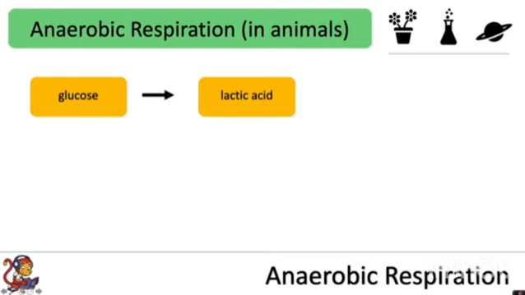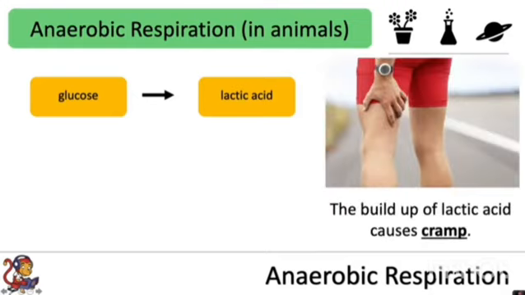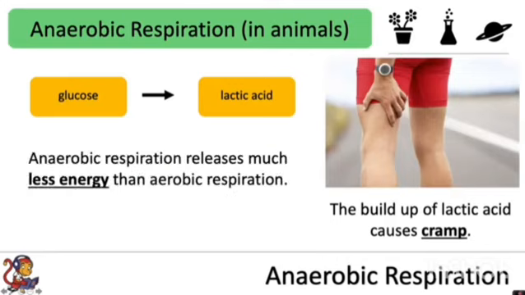However, there are some problems with anaerobic respiration. Firstly, the build-up of lactic acid causes cramp. Also, anaerobic respiration releases much less energy than aerobic respiration. So we don't want to be doing anaerobic respiration if we can help it. Breathing in oxygen and using that for respiration in our cells is going to release much more energy. So most of the time animals want to use aerobic respiration, but when they have to, when there's a lack of oxygen, when you're not getting enough oxygen into your lungs, your body will need to use anaerobic respiration.